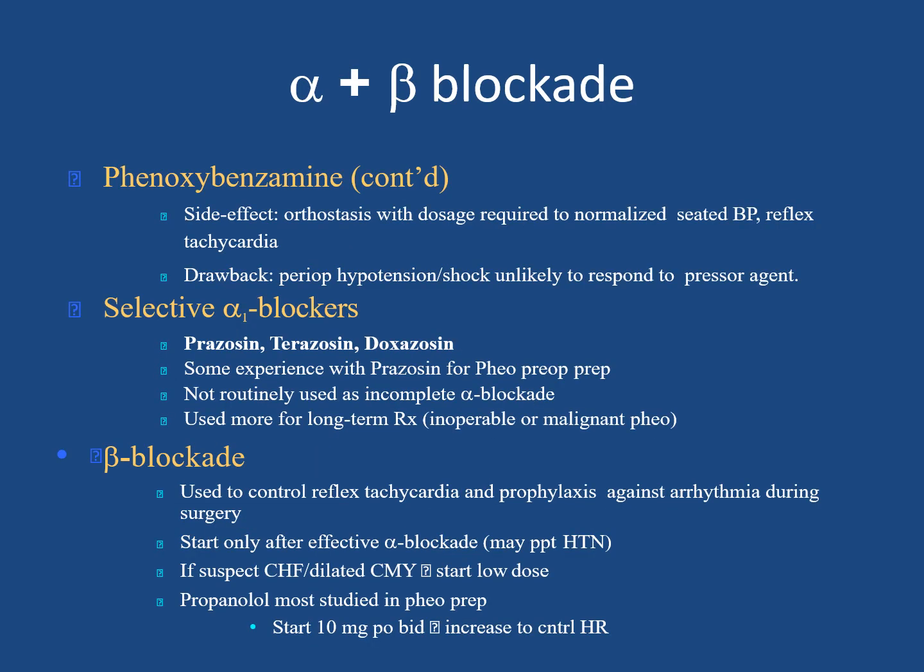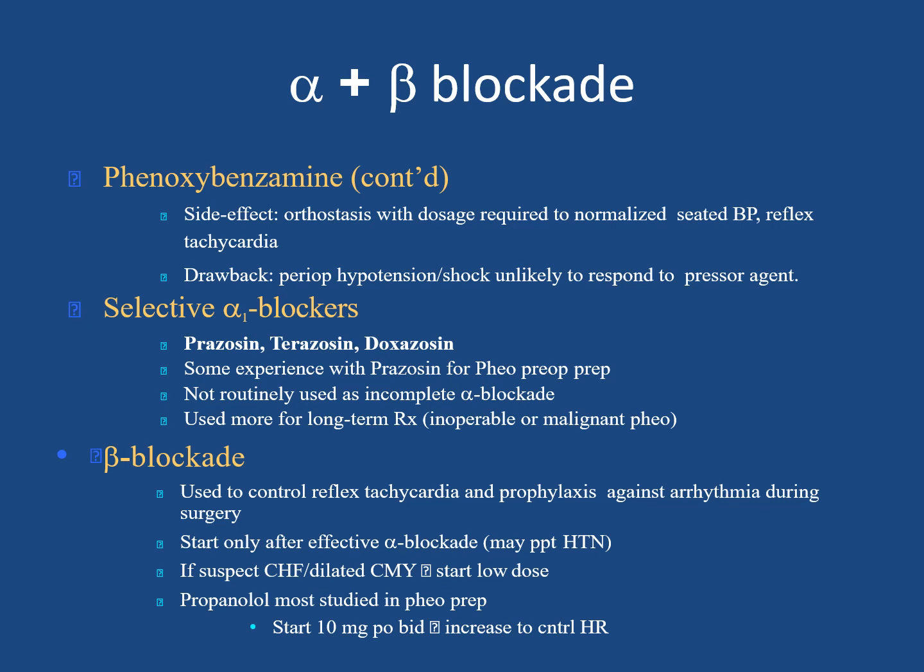Phenoxybenzamine has a few side effects: orthostasis with the dosage required for normalization of seated blood pressure, reflex tachycardia. You may have perioperative hypotension, shock, unlikely to respond to pressor agents as other shocks can. Selective alpha blockers are available as prazosin, terazosin, and doxazosin. They are not routinely used as they incompletely block the alpha receptors, used more for long-term treatment if the pheochromocytoma is not operable. And then we usually combine a beta blocker to control reflex tachycardia and for prophylaxis against arrhythmias during surgery. Start only after effective alpha blockade because it may precipitate hypertension.